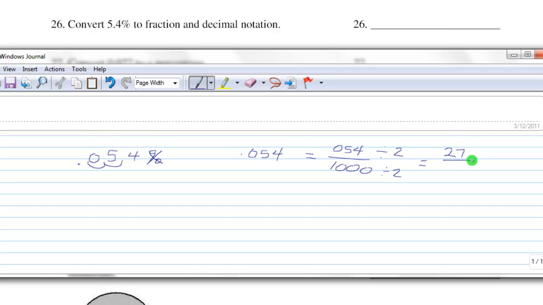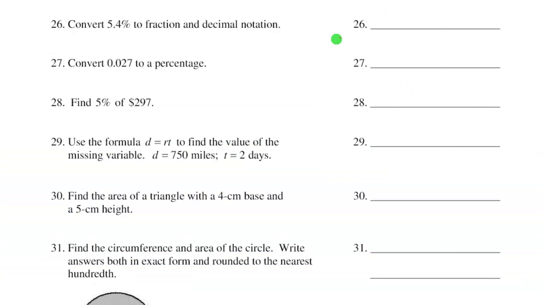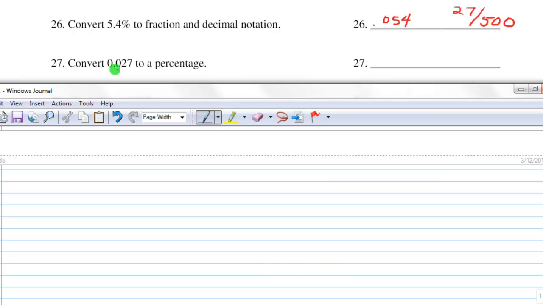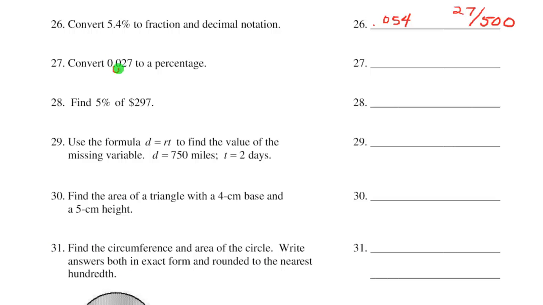So again, to change 5.4% to decimal, just move the decimal 2 places to the left, get rid of the percent symbol, and then because we had 3 places to the right of the decimal, that's the thousandths place, so we put the fraction over 1,000 and reduced it to 27/500ths. Now to change 27 thousandths to a percentage, we're going to move the decimal 2 places to the right and add a percent symbol.